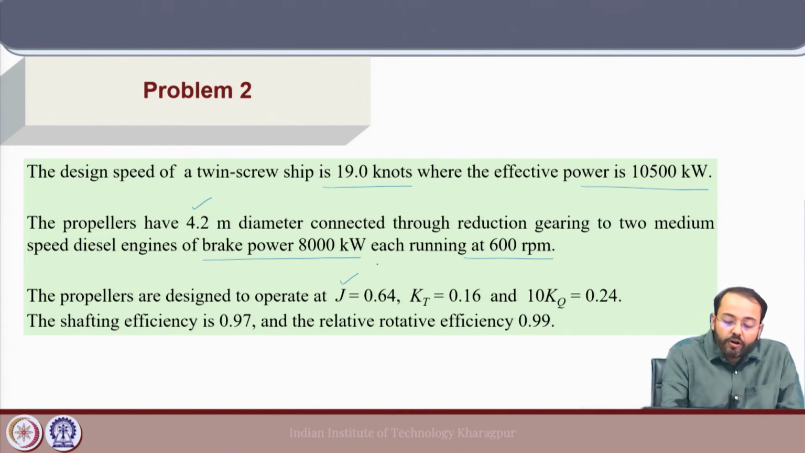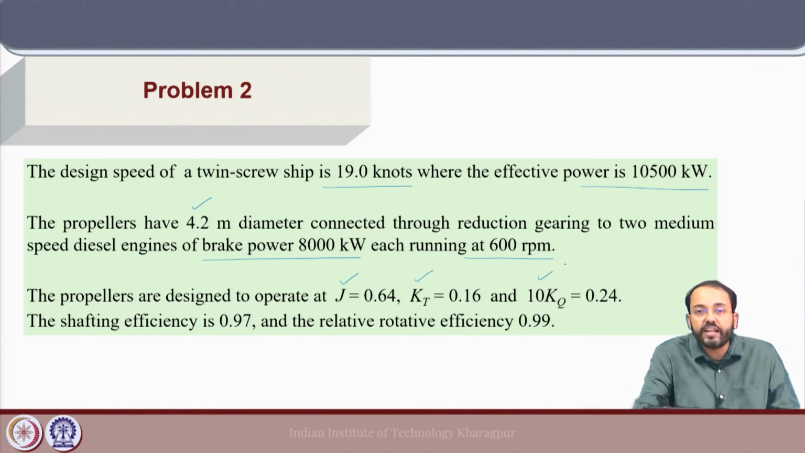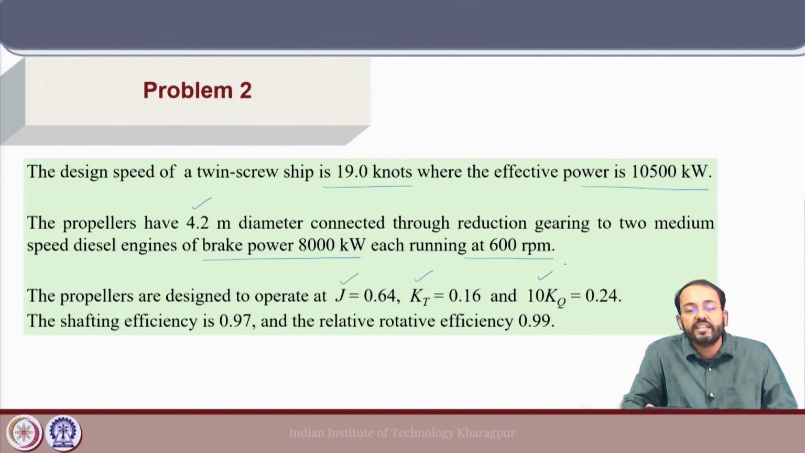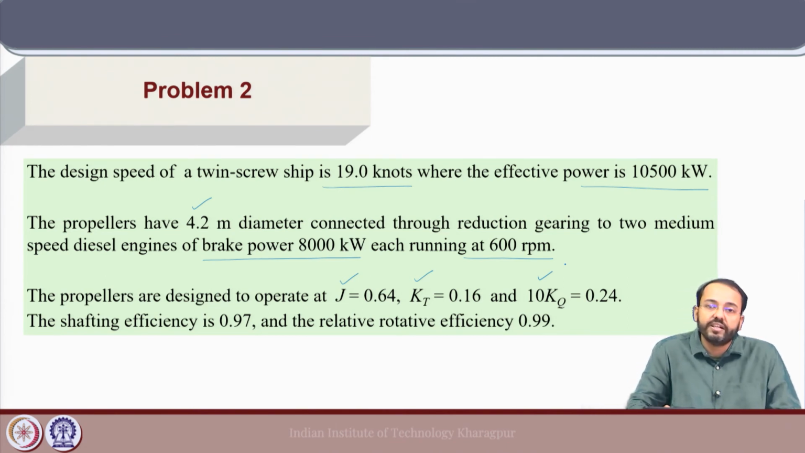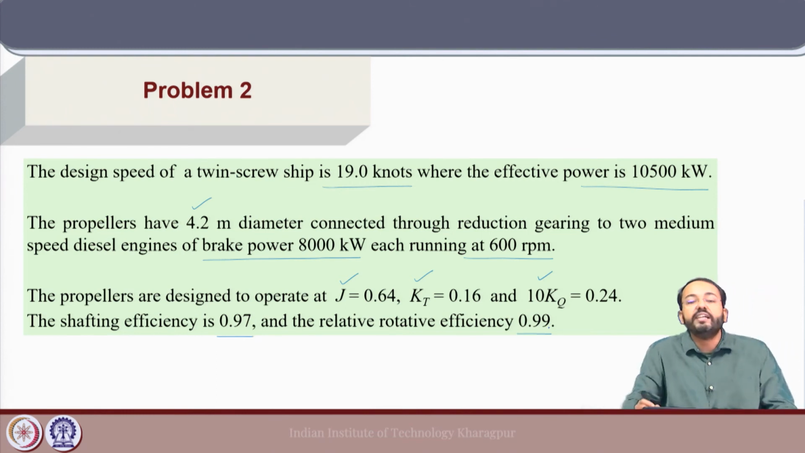The propeller operation point is mentioned in the form of advance coefficient, and the value of thrust and torque coefficient at the operation points are given. The shafting efficiency is provided as well as the relative rotative efficiency.